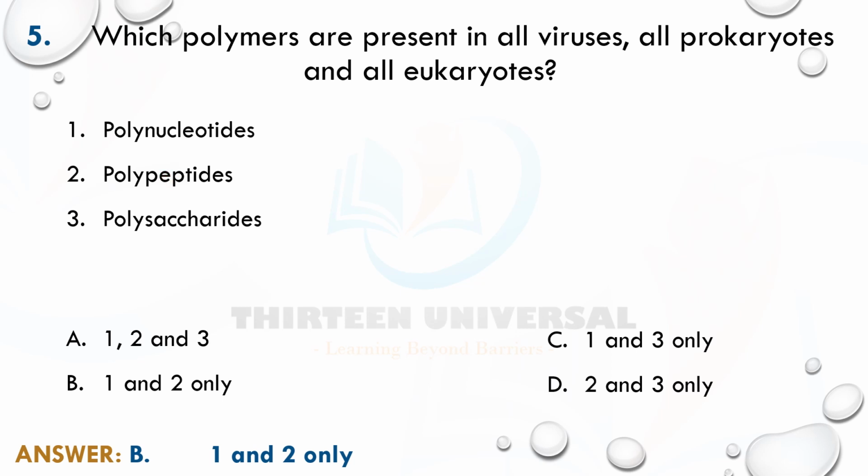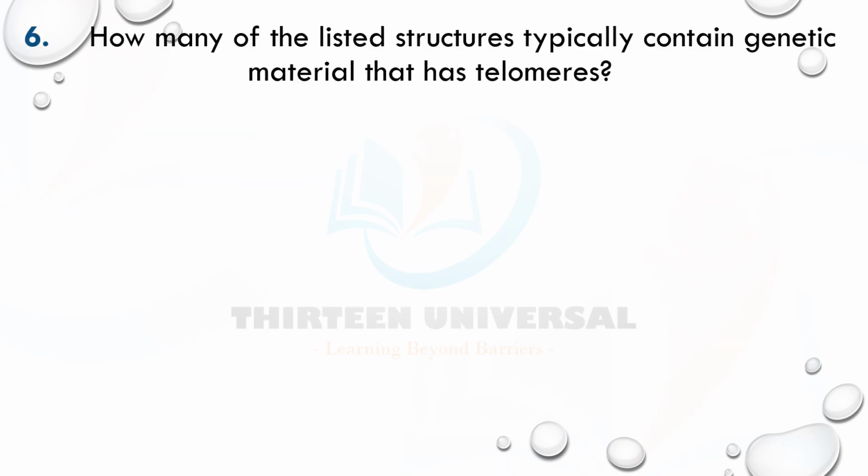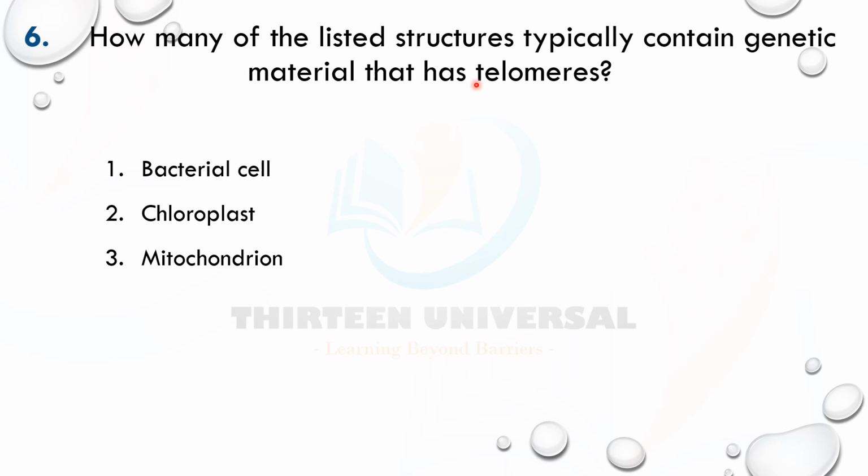So let's go to the next question quickly. How many of the listed structures typically contain genetic material that has telomeres? I'd like you to solve this. Is it bacterial cell, chloroplast, mitochondria, or nucleus? Before I bring out the options, so guys, how many? Now, bacterial cell, pause this video and try it as I work it out.